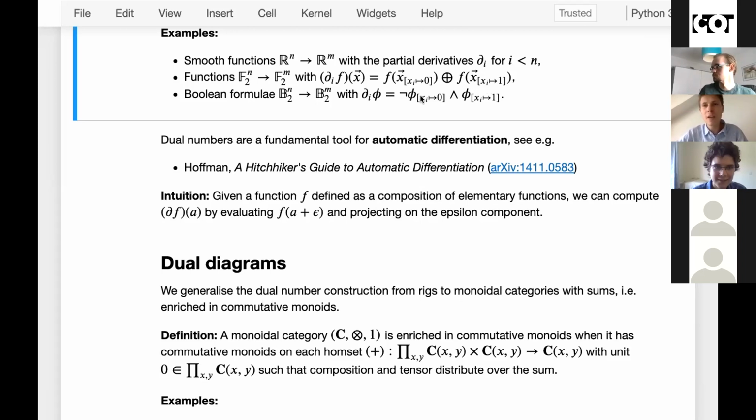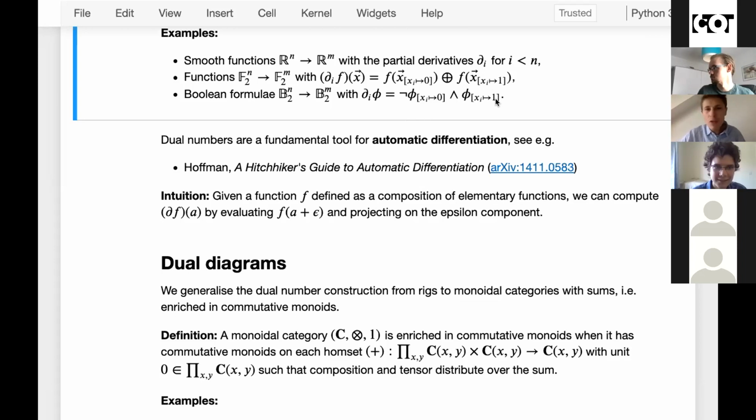So if I make the variable 0, it's false. If I make the variable 1, it's true. Okay. So why do we care about dual numbers? Well, because they are a fundamental tool for automatic differentiation. So you can check out this Hitchhiker's Guide to Automatic Differentiation.